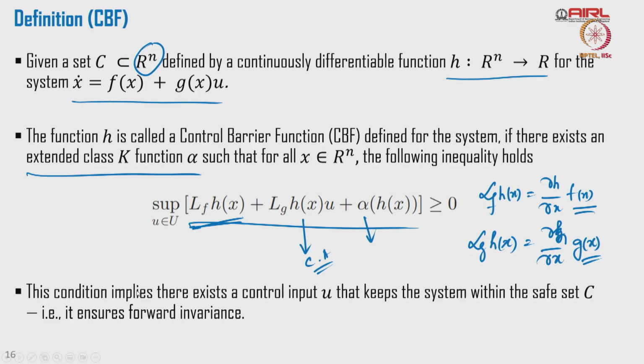This condition implies there exists a control input. So if the following inequality holds for the function h with this extended class K function alpha, then there exists a control input u that keeps the system within the safe set. If the system stays within the safe set forever, then in a way it ensures forward invariance as well.